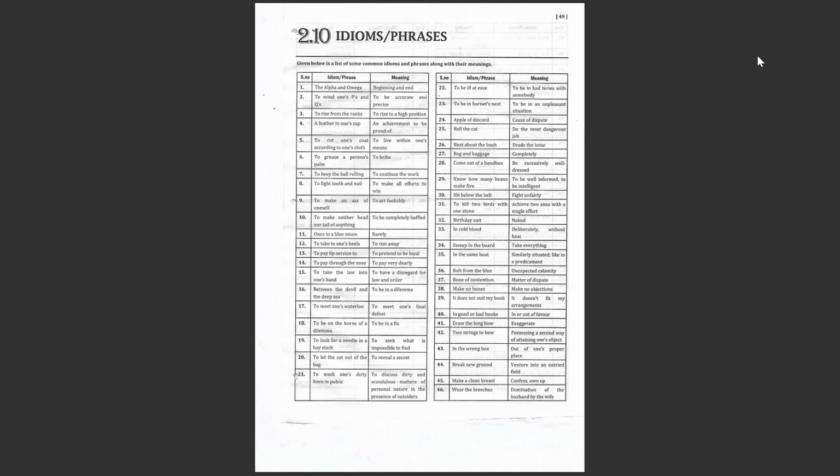The next idiom is come out of a bandbox. What do you think this means? It means to be excessively well dressed. Now if we understand its deeper meaning, what is a bandbox? A bandbox is a lightweight pasteboard box, made of thin wood and a bit of cardboard. In it people used to carry hats or whatever belongings they needed to carry. I will show you the bandbox as well.